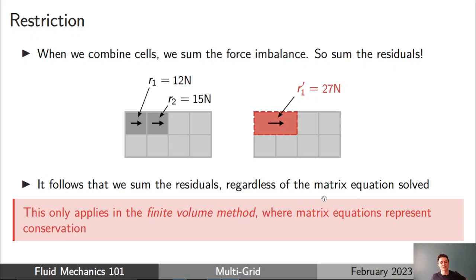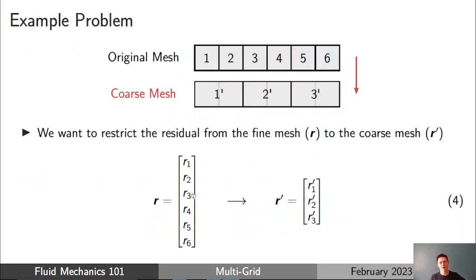But most modern CFD codes use the finite volume method, and so for us and our understanding, when we agglomerate those cells, we just need to sum the residuals together. So now we've got that physical understanding, how is that actually applied to the vectors and matrices?